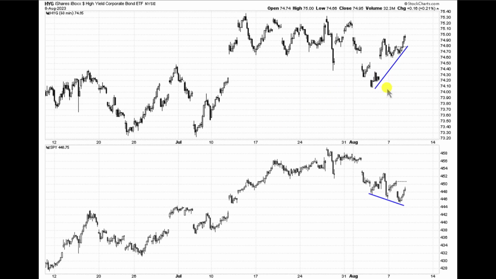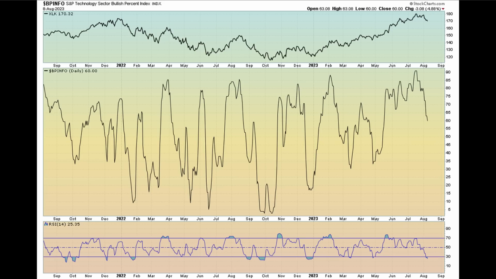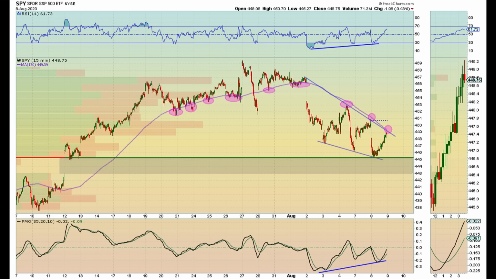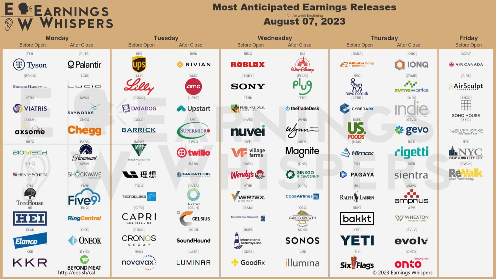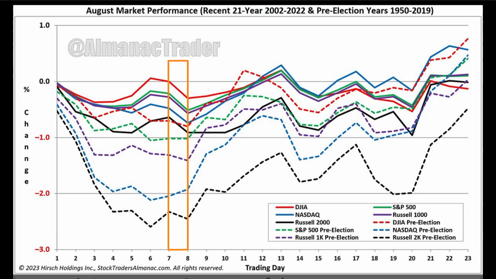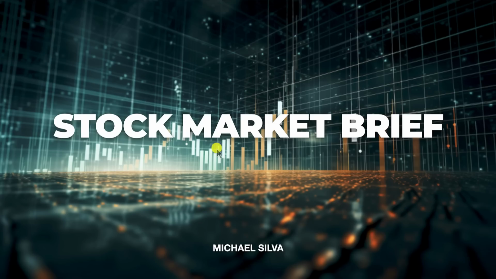Today, we have some important data to go over. We're going to be covering what's going on over here with high yield relative to the S&P 500. We're going to update you on some signal charts, talk about how we're going to be approaching the market. We do have some data that will be coming out, which we'll touch on, and how seasonality might play a role in all of this on today's Stock Market Brief Show.